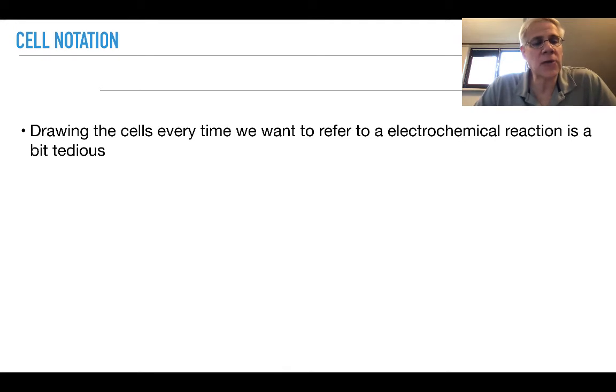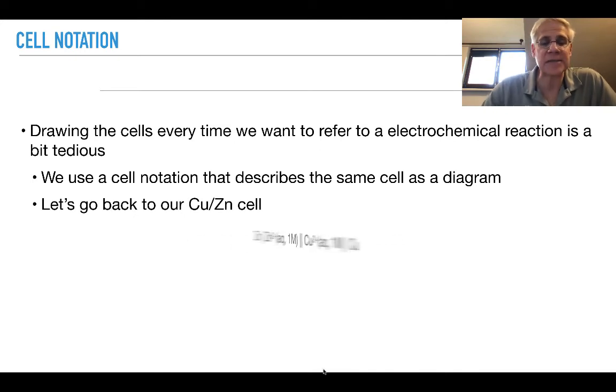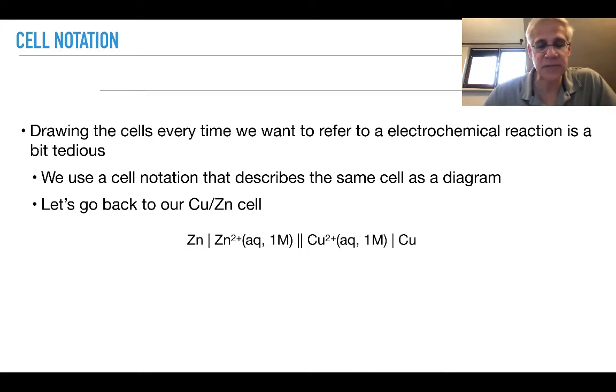So if we had to describe an electrochemical reaction by drawing that battery, hopefully like you just did, every single time we wanted to refer to some kind of electrochemical reaction, it would be a little bit tedious. And so we use something that's called cell notation that helps us describe the exact same cell as one of those diagrams that we just did. If we go back to our copper and zinc cell, this is the way that we would write that cell in cell notation. Now there's all kinds of different parts and pieces. We're going to talk about each one here.